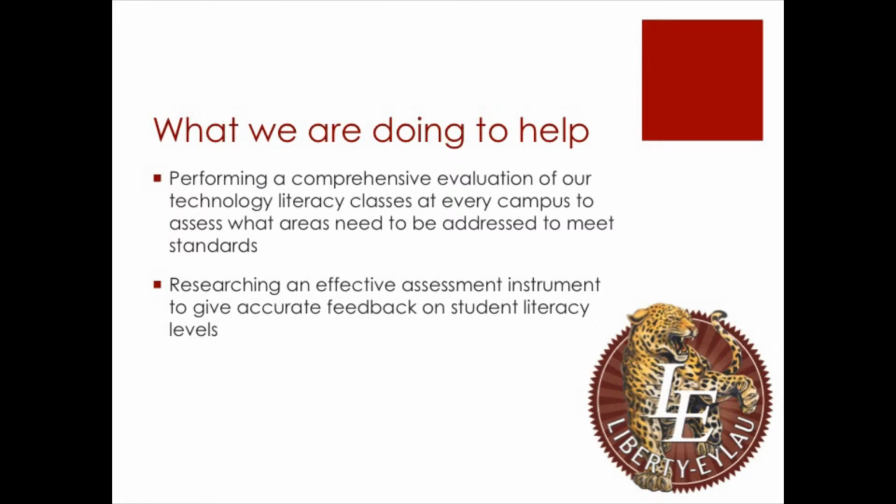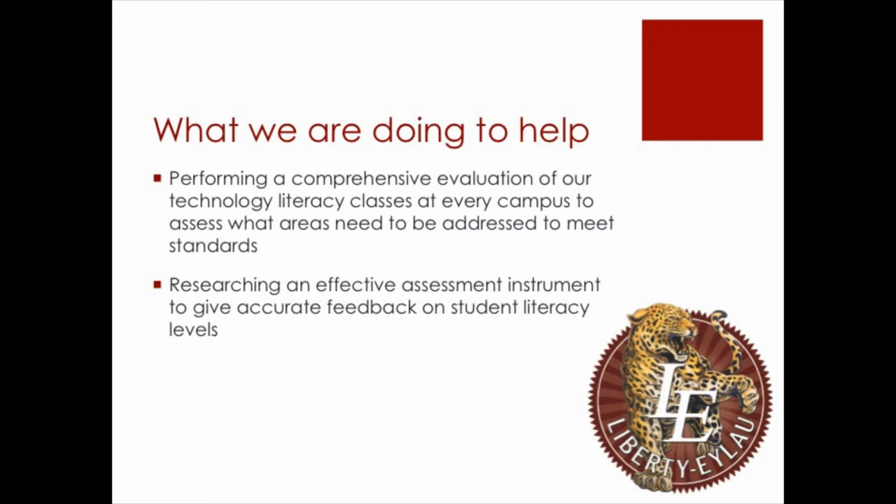So let's talk about some of the things that we're working on right now to take care of goal number 1. First, we're performing a comprehensive evaluation of our technology literacy classes at every campus to assess what areas need to be addressed to meet standards. We have technology classes on every campus, but we want to make sure that students are learning the correct things in those classes on level to make sure that they are at the level they need to be.